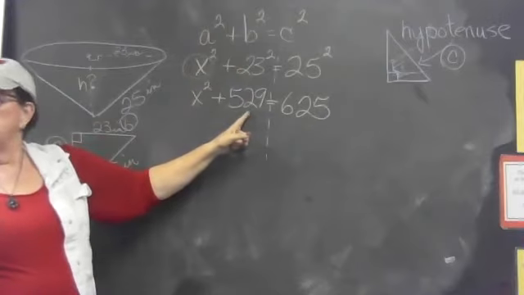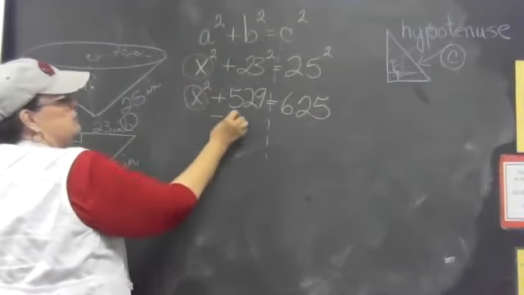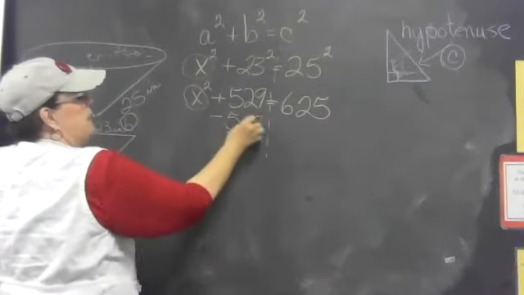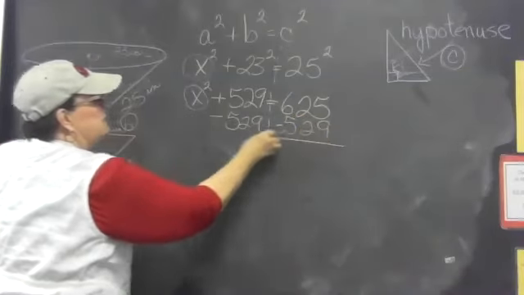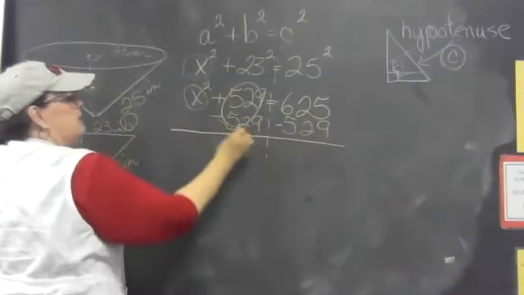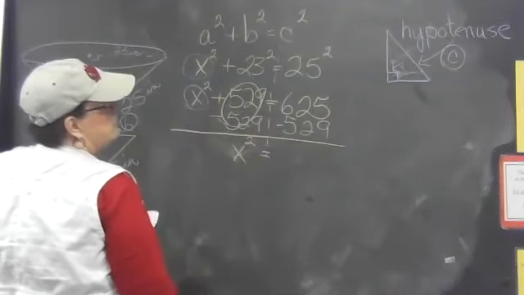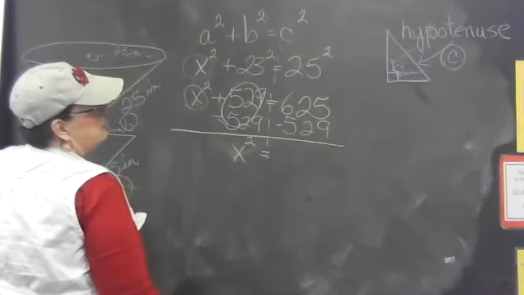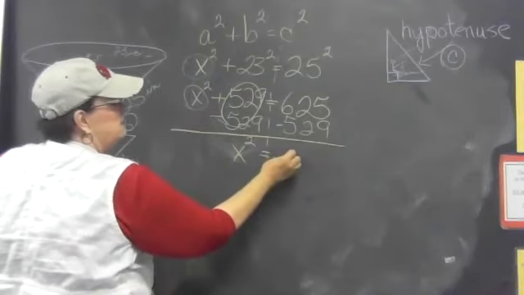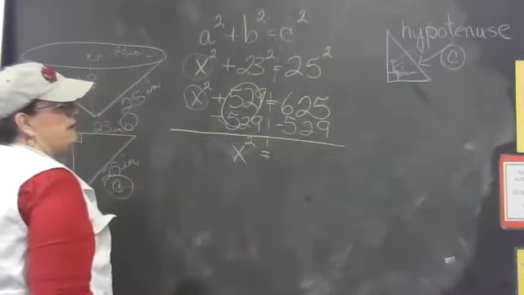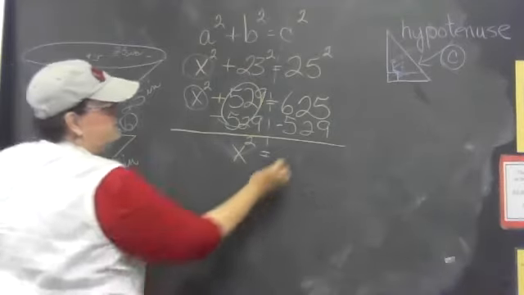Okay, and now we're solving for X, so we know we have to get rid of the straggler here. 29 minus 5, 29. This cancels out. I have an X squared left equals, let's see, 96. Is it 96? Let's see. 625 minus 529. 96. Okay.